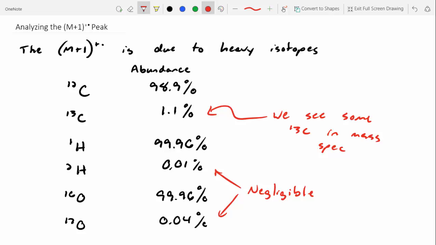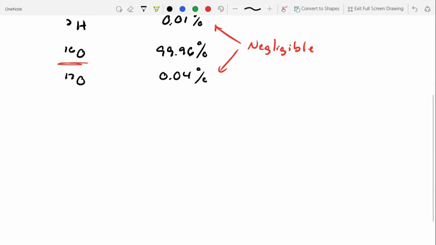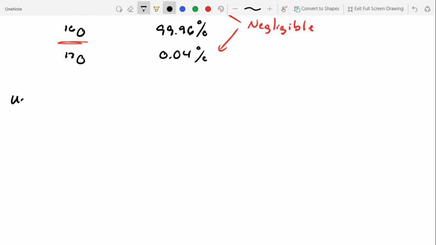Primarily when we're looking at hydrogen, we're looking at H1. When we're looking at oxygen, we're looking at O16. However, with carbon, we do have this fairly sizable amount of carbon-13. It's present 1.1% of the time. Does that make sense? So the question is, well, why do we care? This is really useful. This is useful for determining the number of carbons that we have.